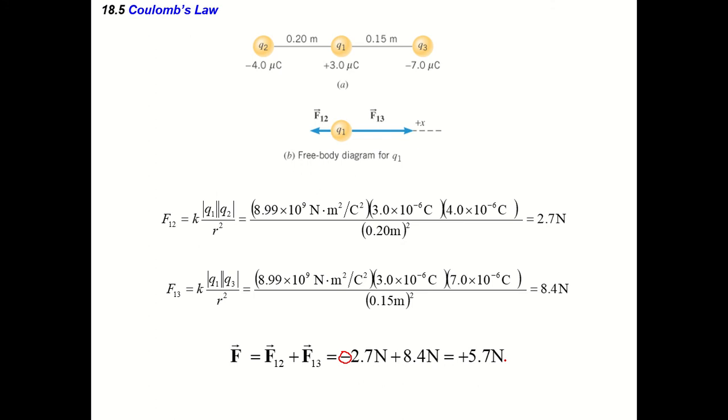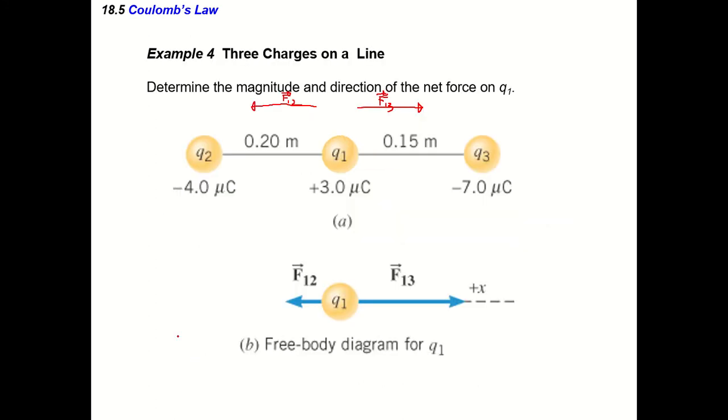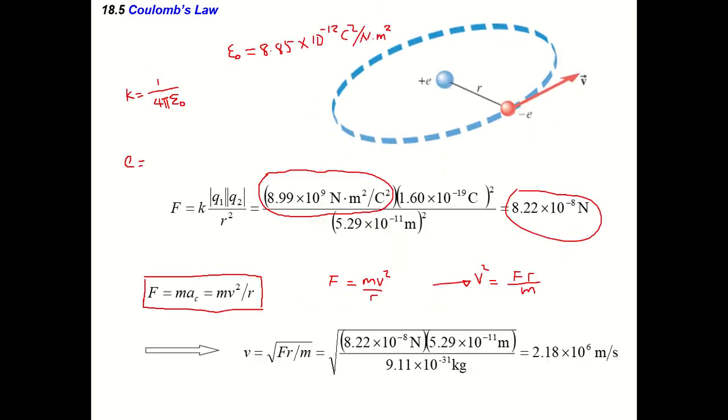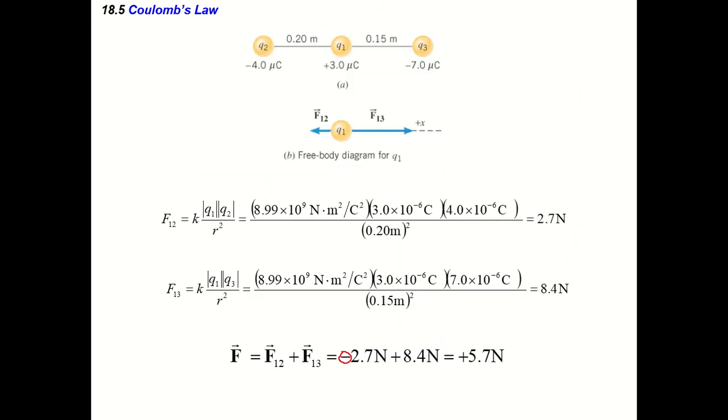5.7 newtons. Alright, so this is the electrostatic force. Okay, you just sum up and then this time consider the sign. Going to the left, negative, going to the right, positive. So we got here the result plus 5.7 newtons.